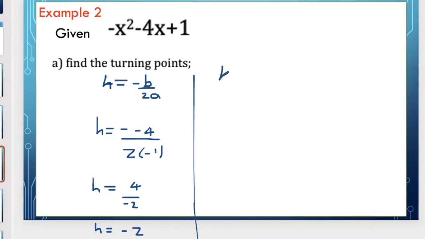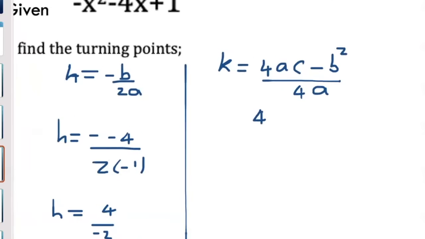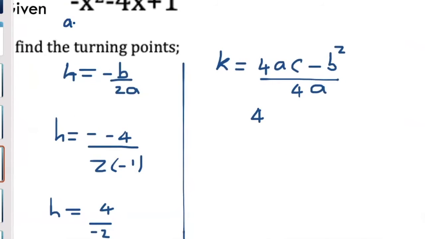Now to find k, we are going to use the same formula as before: 4ac minus b squared all over 4a. So substituting what is a, b, and c. A is the coefficient of x squared. So a is negative 1. Remember, if you have minus x squared, then that means that's a negative 1 in front of the x squared. B, the coefficient of x, is negative 4, and c is 1.